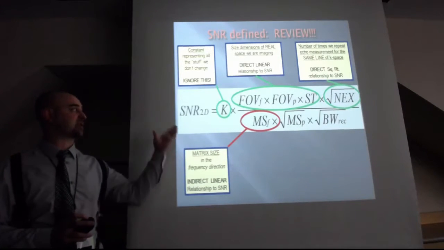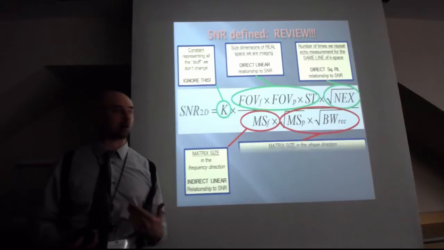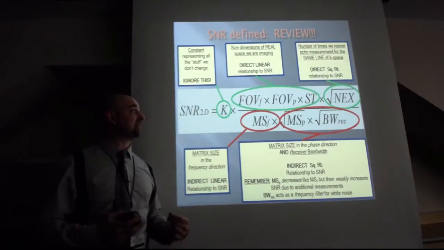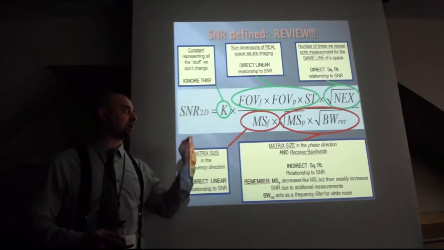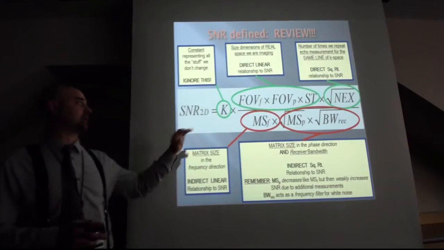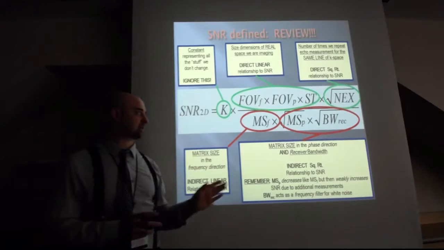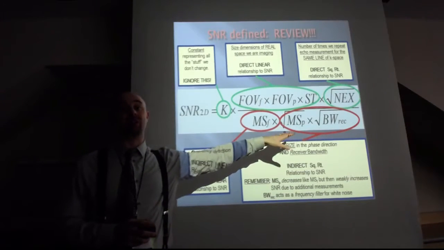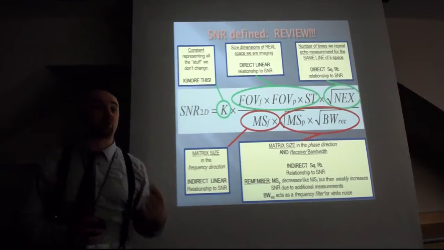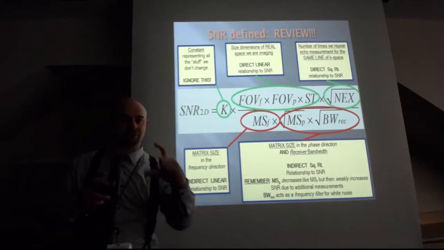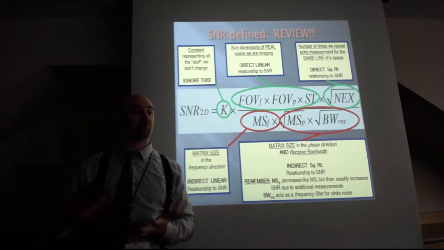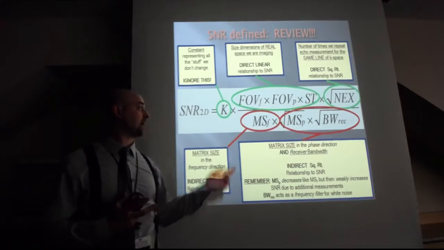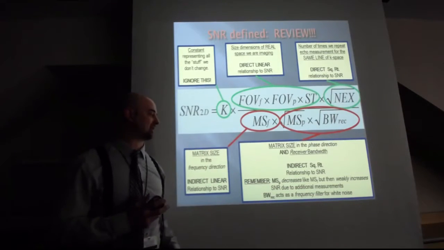Doubling the matrix size in the frequency direction will halve your SNR. The matrix size in the phase direction and the receiver bandwidth are the things that indirectly alter your SNR as the square root. Matrix size because you're decreasing the number of protons, but simultaneously you're giving a little bump to the signal by increasing the number of measurements you're taking. And that's why it's a square root and not like the MSF.